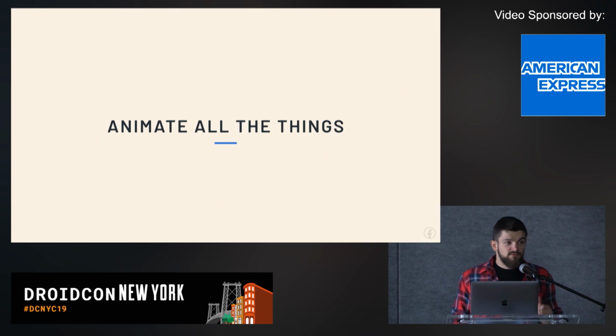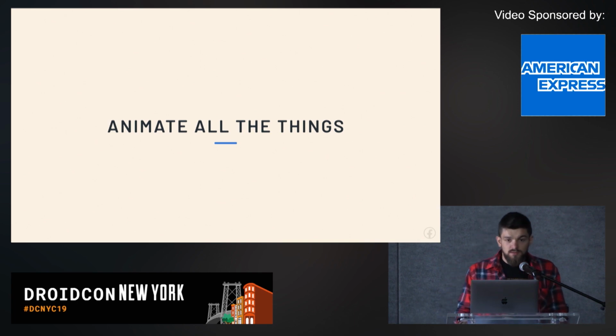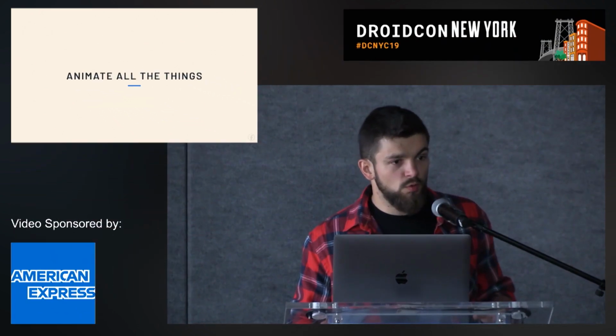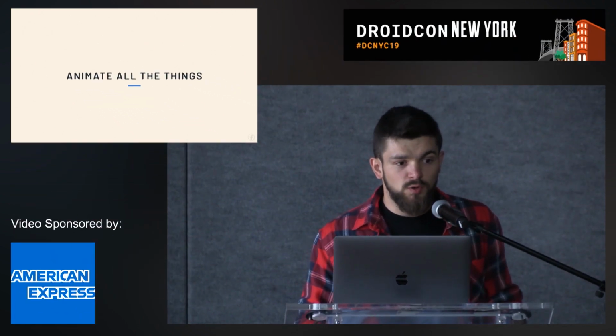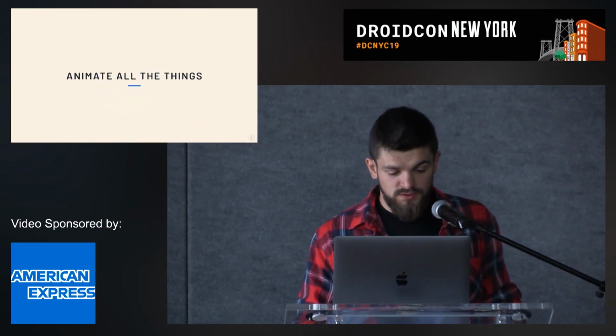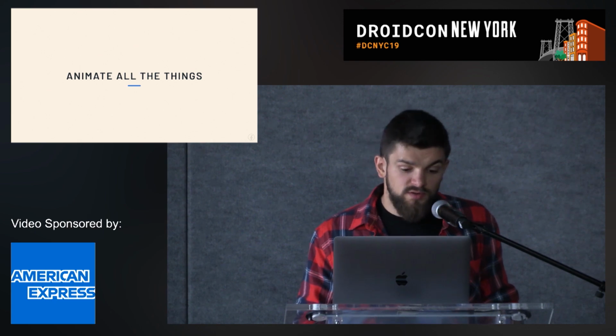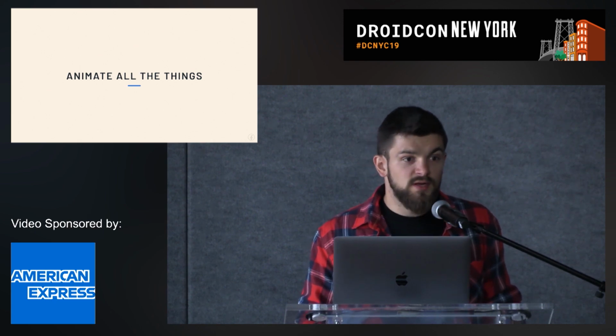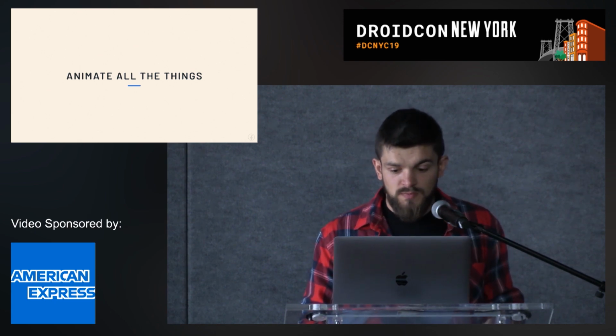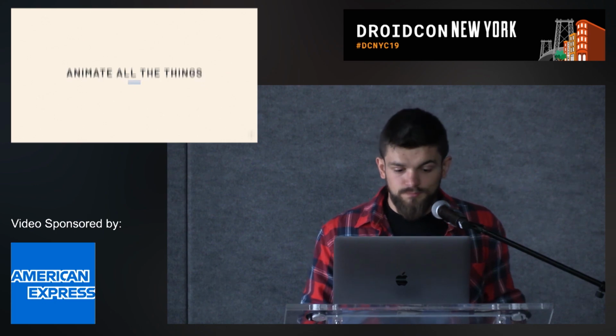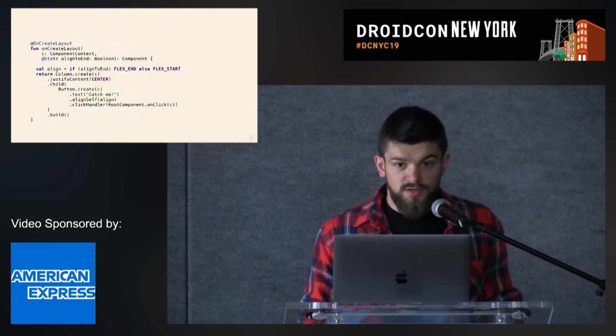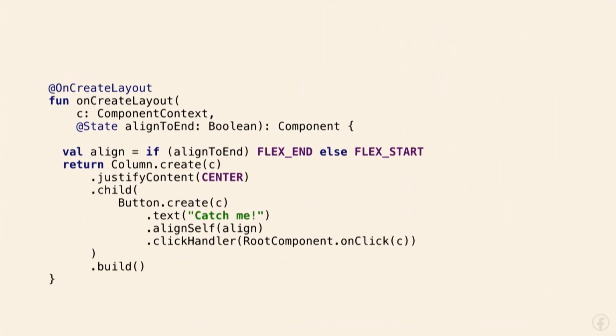Animations. Very often people ask, okay, we have this declarative API, but what about animations? Can we do all the fancy stuff that the Android View framework provides us? Maybe not all the fancy stuff, but we have an animation API, and let's see how that looks. So here we can see onCreateLayout with basically one button.